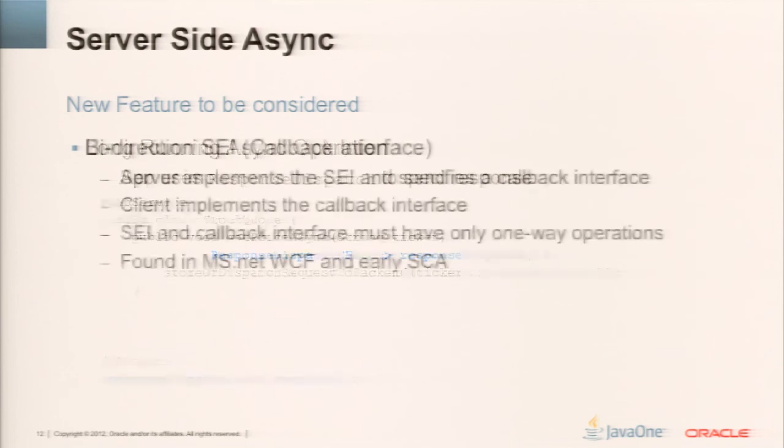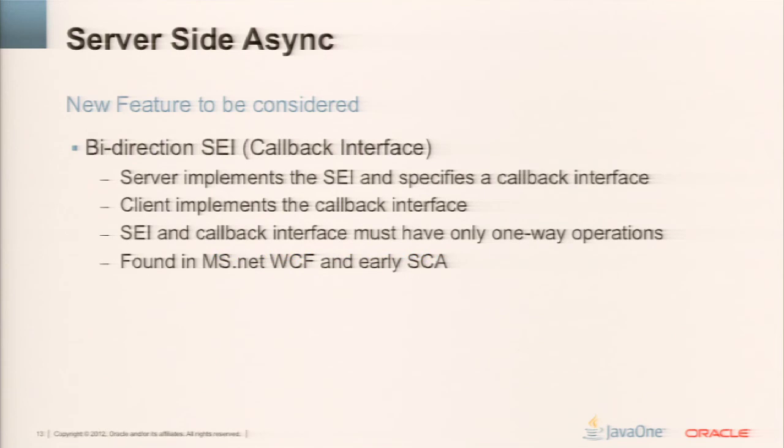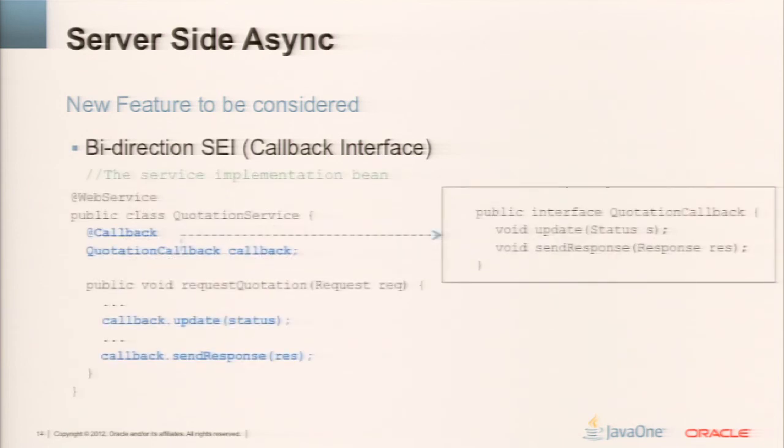The other potential way to solve it is to use something that you see in .NET, which is a bidirectional service endpoint interface, or a bidirectional SEI with a callback interface. Let me just skip to the other slide. This is more or less how it looks. These are basically one-way operations, and the SEI implements one side and specifies the callback interface for the other side. Then this is used for getting the async value back. The trouble with this approach is that you need to somehow maintain state in some cases, and that brings us to the other topics which Chen is going to continue on, such as stateful web services.